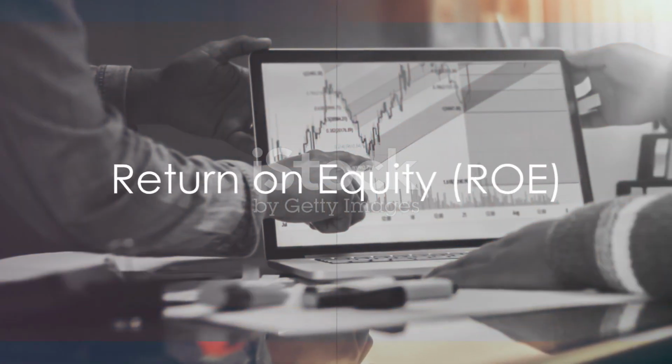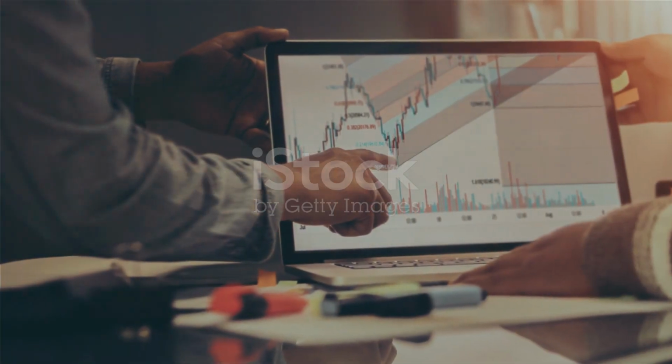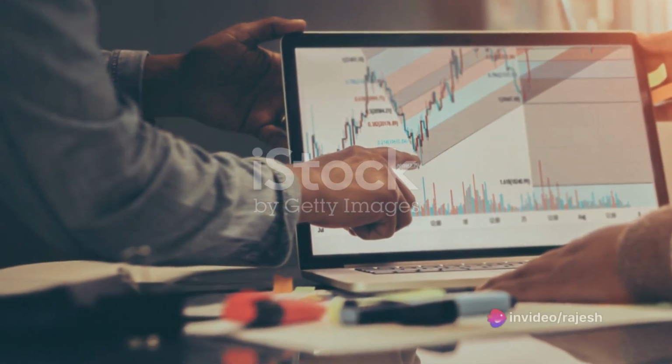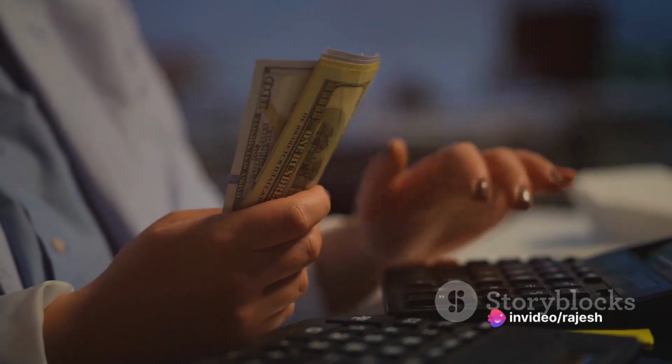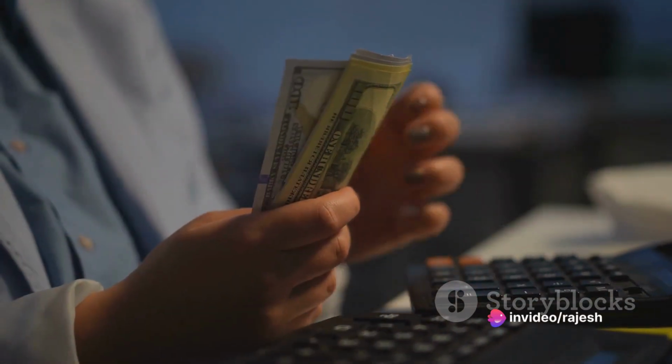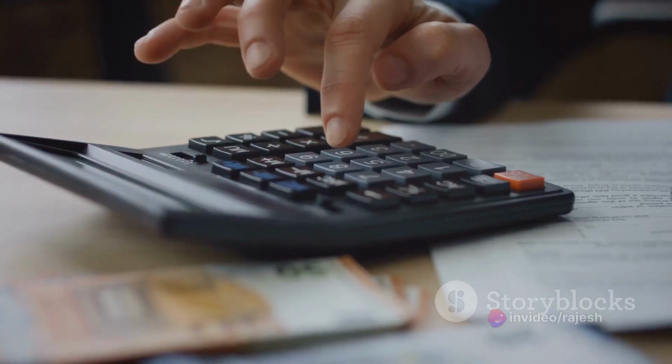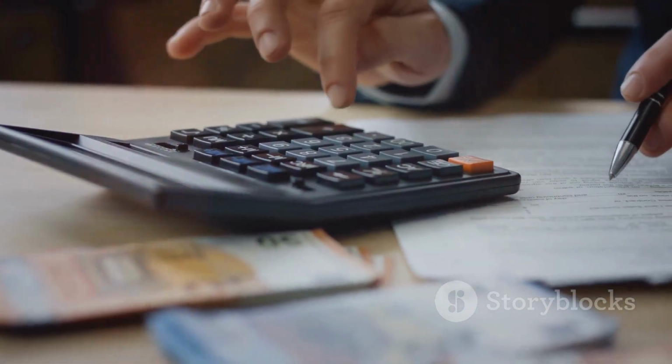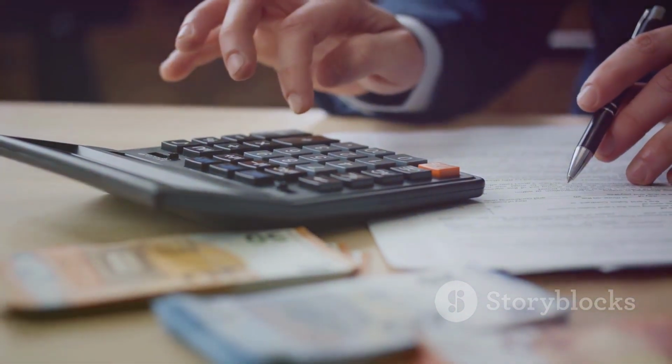The return on equity, or ROE, measures a company's profitability in relation to its shareholders' equity. It indicates how efficiently a company is using its equity capital to generate profits. The formula is net income divided by shareholders' equity, all multiplied by 100.